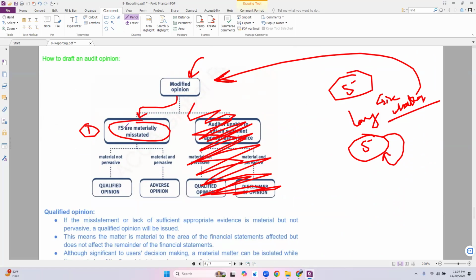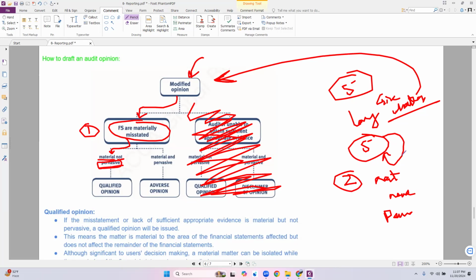If there is a mistake within financial statements and it is material but not pervasive. Now, what is meant by pervasive here? If the mistake is only in 2 places, not more than that, then it is not pervasive. It is not impacting a lot of areas within financial statements, but the mistake is material.